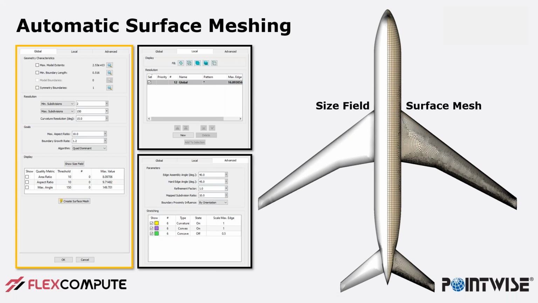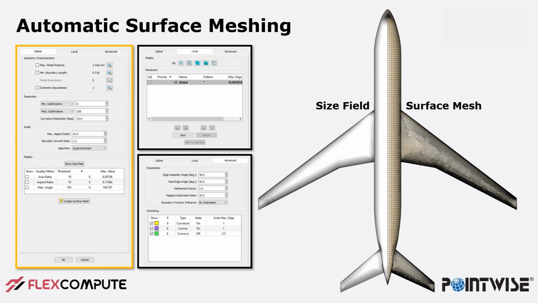Over in the Advanced tab, you have some parameters exposed that control the underlying algorithms for the meshing process. You can run a grid refinement study, which we did, and I'll talk about that in the next slide. And you can even visualize where stretching will be applied on the surface mesh level for curvature boundaries or convex or concave corners.